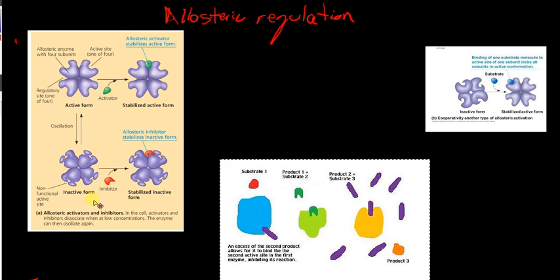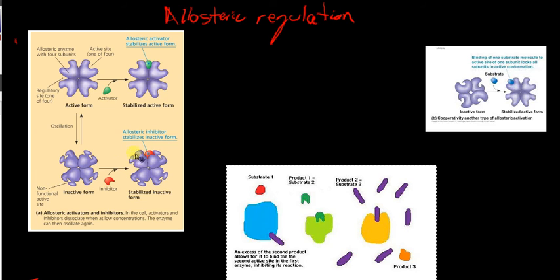On the other hand, there might be another chemical called an allosteric inhibitor that could bind to the same enzyme complex, but in such a way that its shape is changed so substrate cannot bind to the active site. So those are allosteric activators and inhibitors.